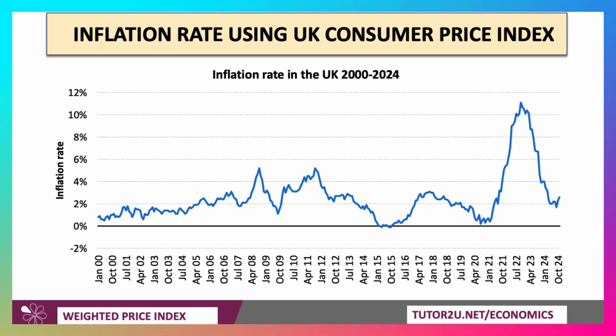So here's the inflation rate for the UK over the last sort of 25 years, the rate of inflation as measured by the annual change in prices for the consumer price index. And we can see that inflation, of course, surged in the summer and autumn of 2021, peaking at over 11% in the autumn of 2022 before falling back. So that's the rate of inflation as measured by the consumer price index, and it's a weighted price index.